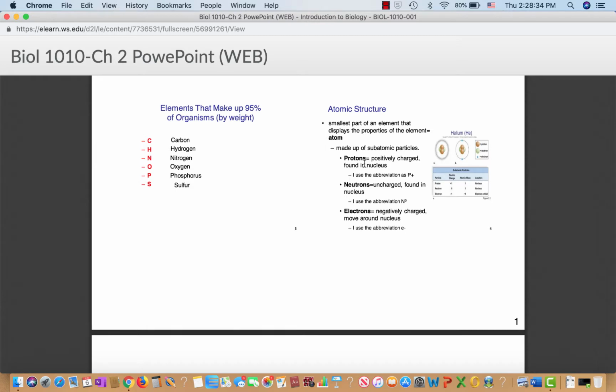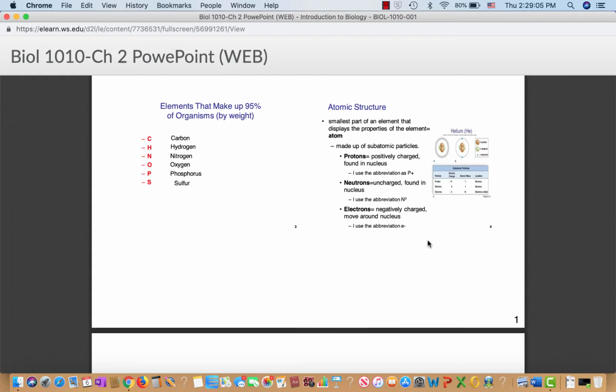So the proton is positively charged, located in the nucleus. Neutron, as the name implies, is neutrally charged and located in the nucleus. And the electron is negatively charged and exists in a probability field outside of the nucleus. And you'll constantly see this kind of model here where it's like planets orbiting. That is woefully inaccurate, but it is useful for getting the concept across as to kind of where it's supposed to be.